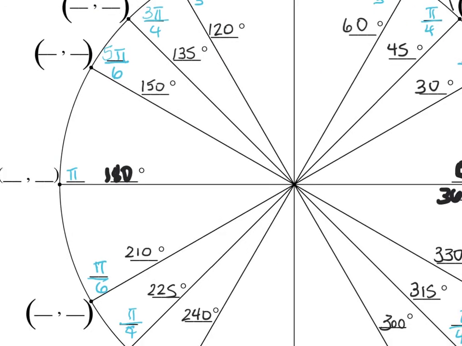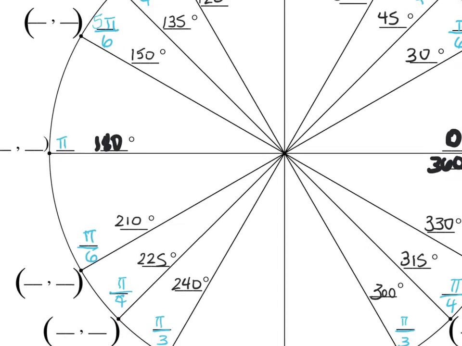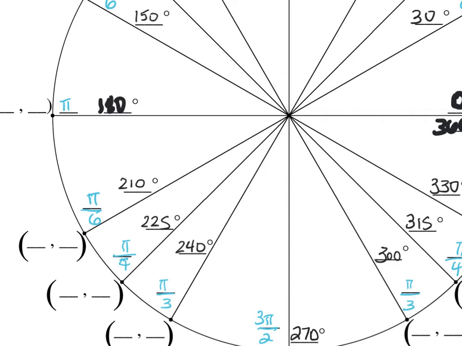In the third quadrant, it's 1 more than the denominator because we're now bigger than pi. So this is 7 pi over 6, 5 pi over 4, 4 pi over 3. More than the denominator. So quadrant 2, 1 less. Quadrant 3, 1 more.